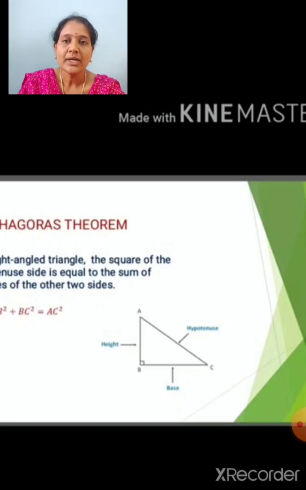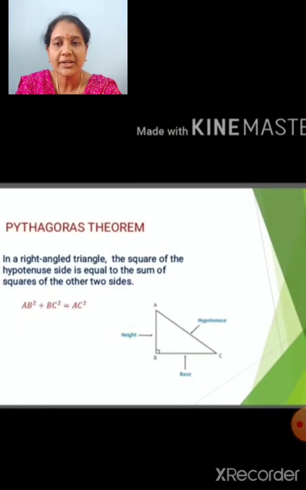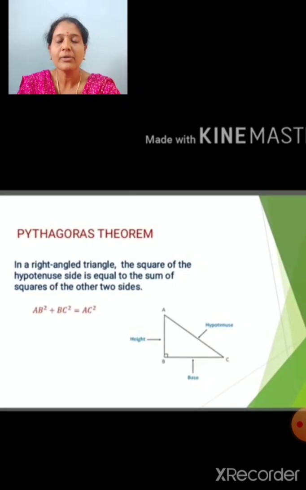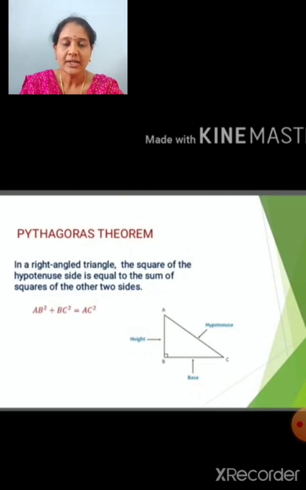So you know the Pythagoras theorem. What does the Pythagoras theorem define, children? Learn it properly. It is useful even for one mark questions. In a right angled triangle, the square of the hypotenuse side is equal to the sum of the squares of the other two sides. So hypotenuse square is equal to first side square plus second side square.